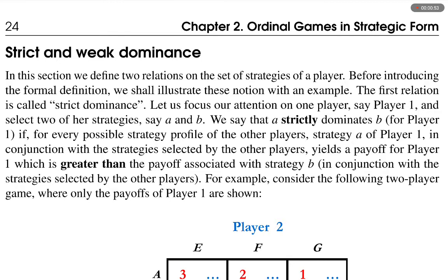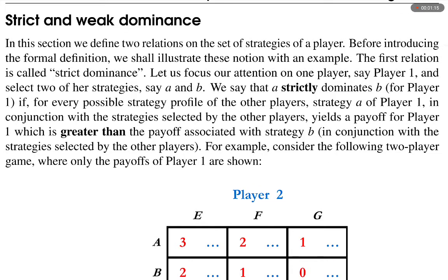We say that A strictly dominates B for player 1 if, for every possible strategy profile of the other players, strategy A of player 1, in conjunction with the strategies selected by the other players, yields a payoff for player 1 which is greater than the payoff associated with strategy B in conjunction with the strategies selected by the other players. For example, consider the following two-player game where only the payoffs of player 1 are shown.